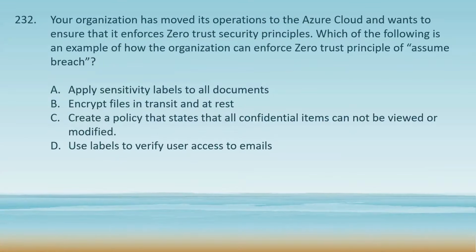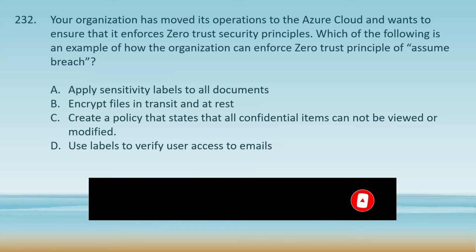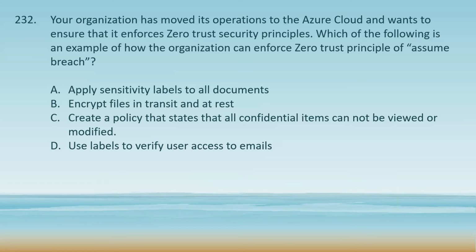This is question number 232. Your organization has moved its operations to the AWS cloud and wants to ensure that it enforces zero trust security principles. Which of the following is an example of how the organization can enforce zero trust principle of assume breach? Your options are apply sensitivity labels to all documents, encrypt files in transit and at rest, create a policy that states that all confidential items cannot be viewed or modified, use labels to verify user access to emails.